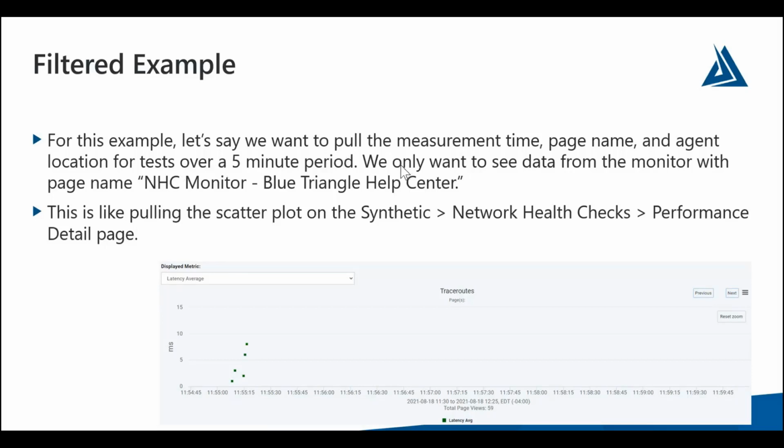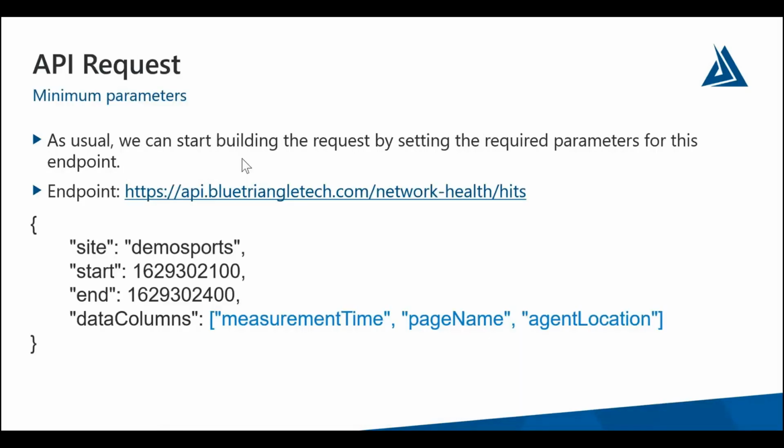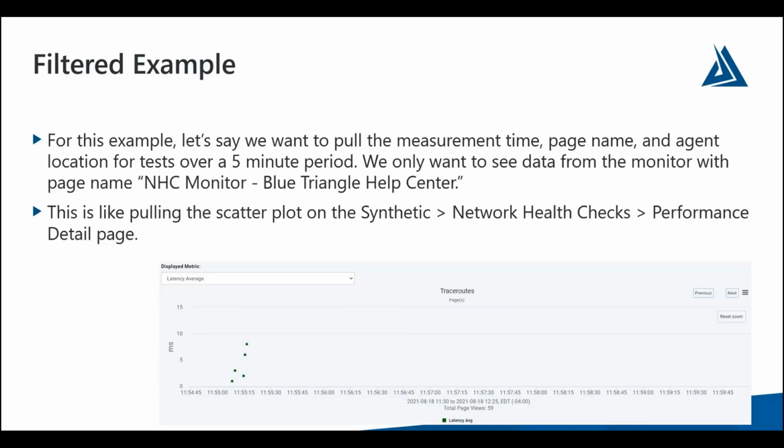So we want to pull the measurement time, page name, and agent location for tests over a 5-minute period. We only want to see data from the monitor with that same page name. So we're going to be sure to add that filter option there. And then obviously this is much like pulling data for a scatter plot. Minimum parameters: we're going to start with the site, start and end, and data columns. Remember, the group parameter is not an option for the network health / hits endpoint. We have a 5-minute period here in the start and end, and we have measurement time, page name, and agent location as we described in the example scenario here.